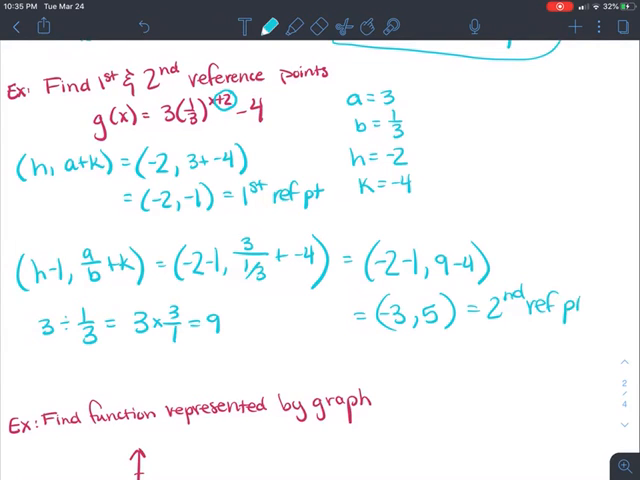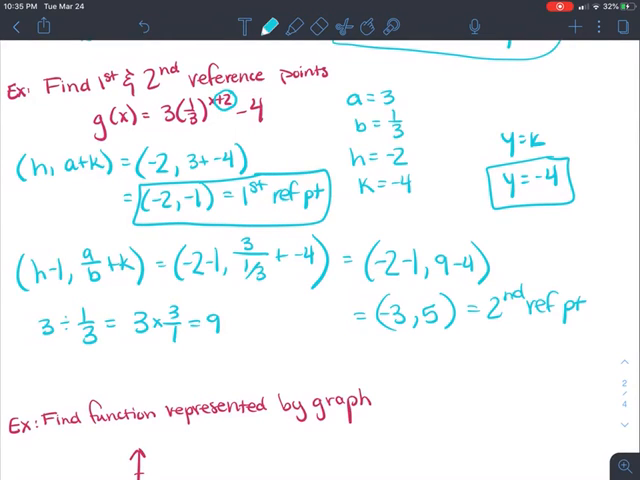And my asymptote, y equals k. In this case, k is equal to negative 4. So y is negative 4. So I found my asymptote, my first reference point, and my second reference point.